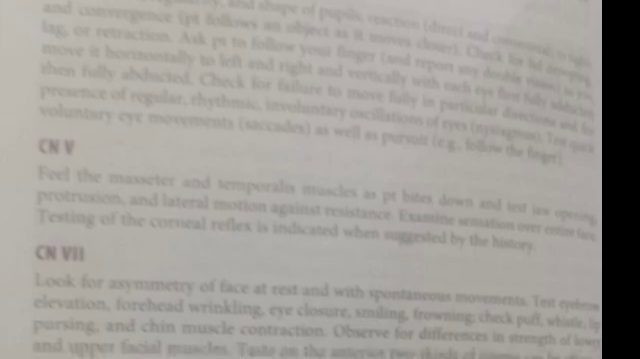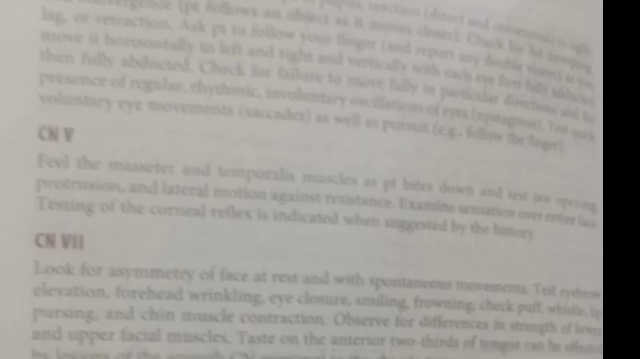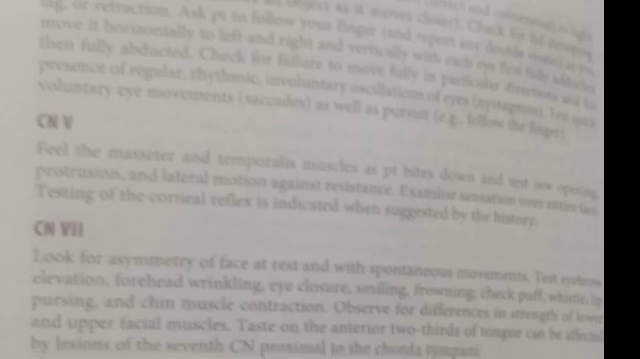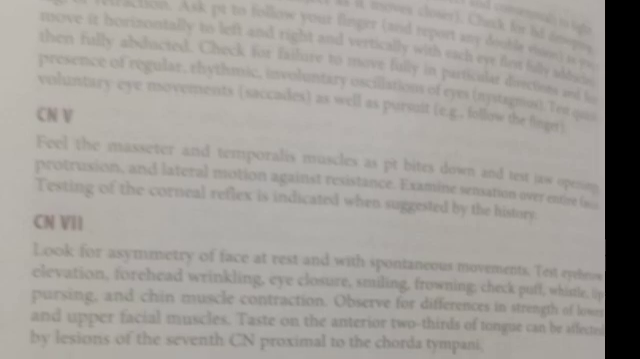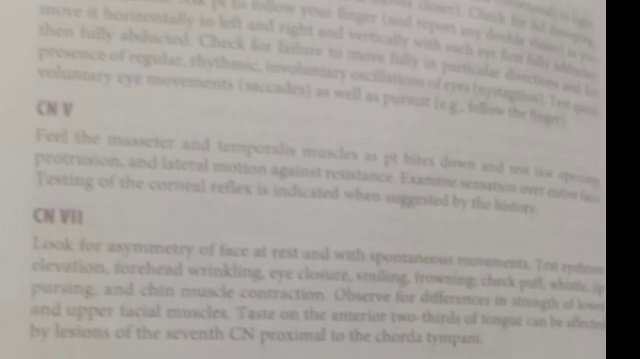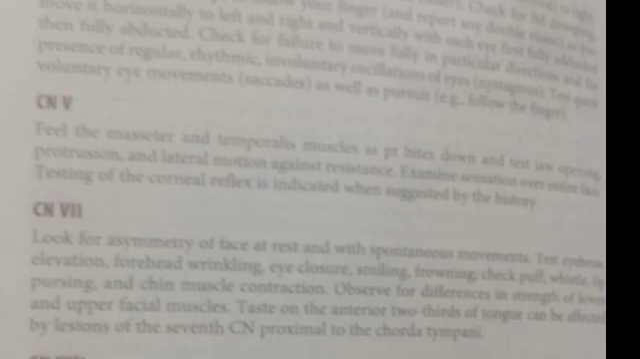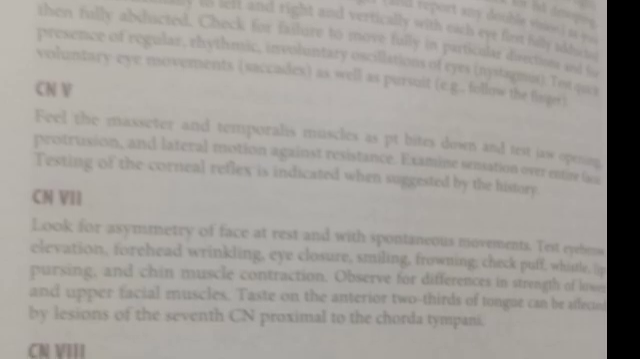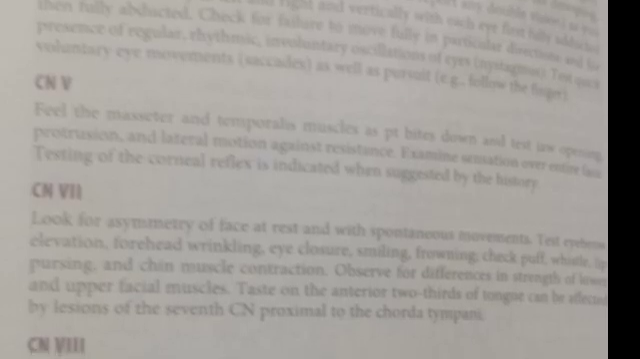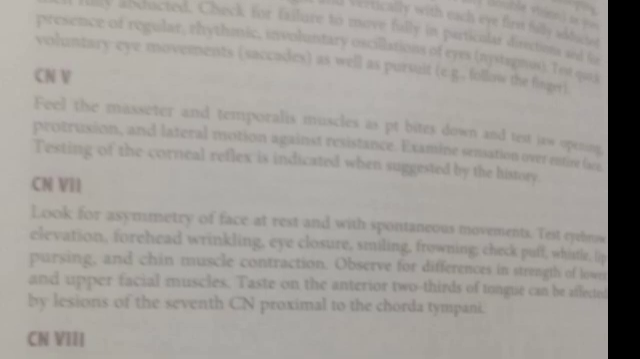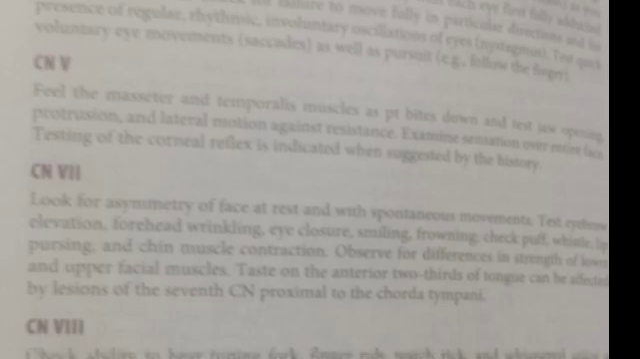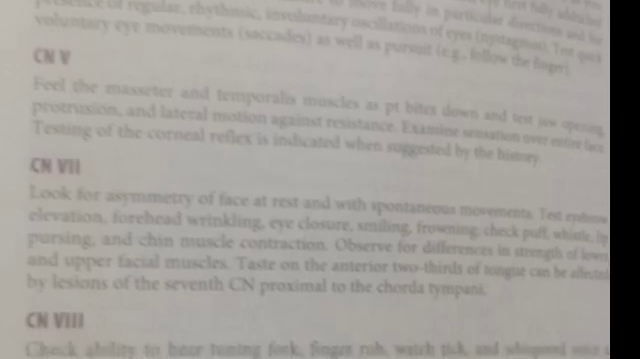Ask the patient to follow your finger and report any double vision as you move it horizontally to the left and right and vertically with each eye, first fully adducted then fully abducted. Check for failure to move fully in particular directions and for the presence of regular rhythmic involuntary oscillations of the eye, that is nystagmus. Test quick voluntary eye movements, that is saccades, as well as pursuit, for example following the finger.